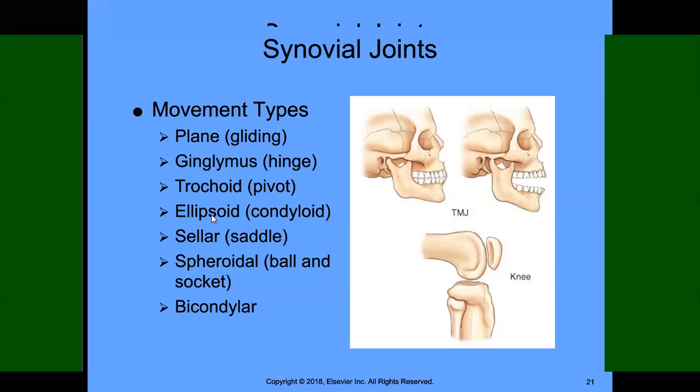Ellipsoid belongs to the wrist joint. Ellipsoid has lots of movements. I told you that one has 5 different types of movements, also known as condyloid. Sellar, strictly just the thumb, right? It's about the only place where we can have that type of joint movement. Spheroidal, ball and socket, the one we just went over, only belongs to the shoulder and hip. And then the last one, bicondylar, belongs to the knee, and up in the mandible, the temporomandibular joints, where we have condyles.